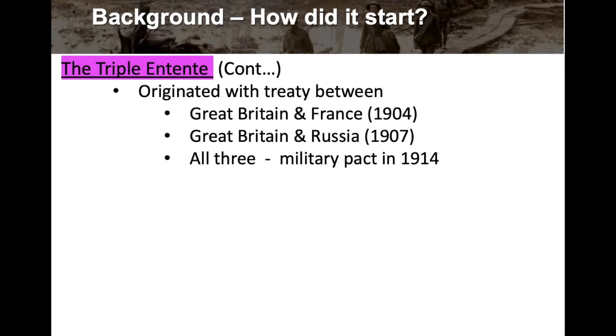It originated with different treaties that come together in the Triple Entente. So here we have Great Britain and France go into a treaty in 1904, Great Britain and Russia go into a treaty in 1907, and then all three join a military pact in 1914. So you just see the sides being drawn, the countries lining up with one another, and it's going to come to where they're facing against the Central Powers. So the Triple Entente will face the Central Powers, which will become known as the Allies and the Central Powers. They're going to face off with one another in World War I.